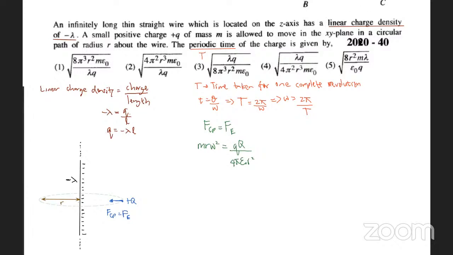We need to introduce T squared. So if I bring T squared in here, m r omega squared. Now omega is 2 pi over T, so omega squared is going to be 4 pi squared over T squared, right? So if I substitute that here, 4 pi squared over T squared equal to q, capital Q over 4 pi epsilon naught r squared.